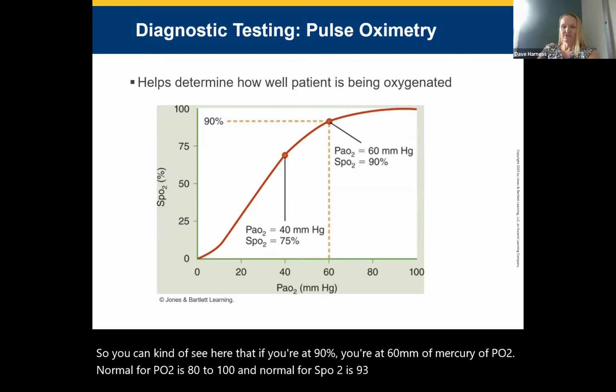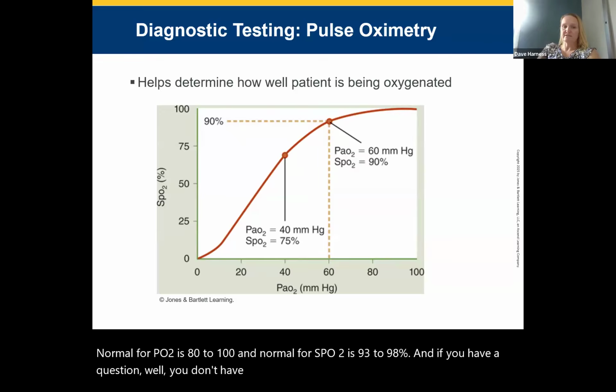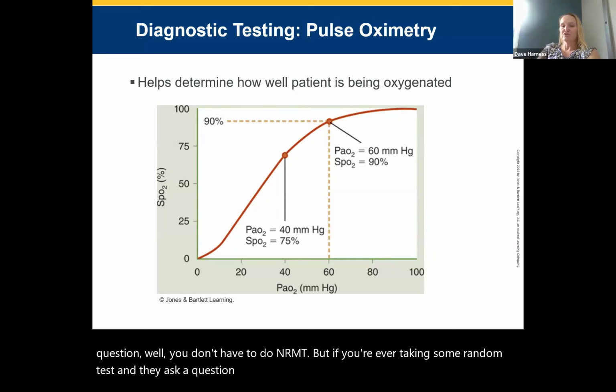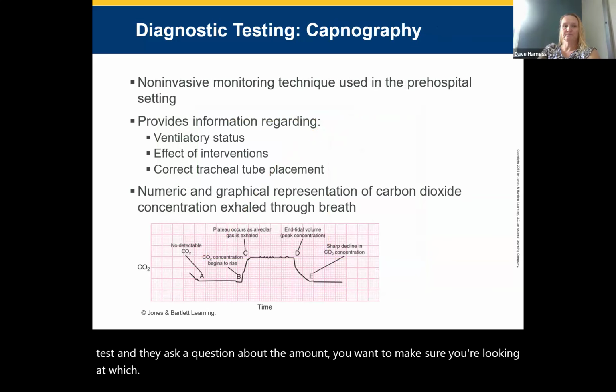And if you have a question, well, you don't have to do NREMT, but if you're ever taking some random test and they ask a question about the amount, you want to make sure you're looking at which oxygen level they're asking for.